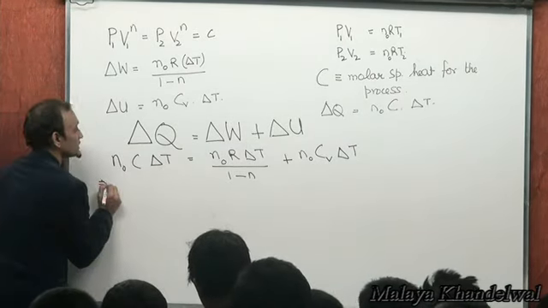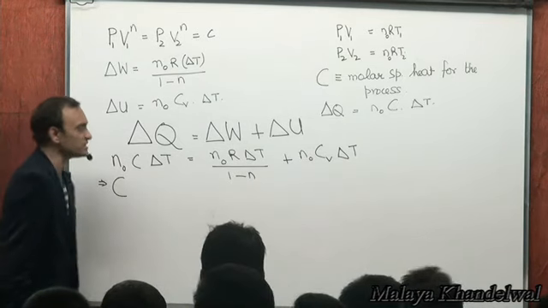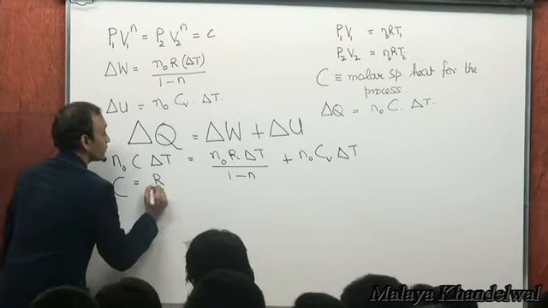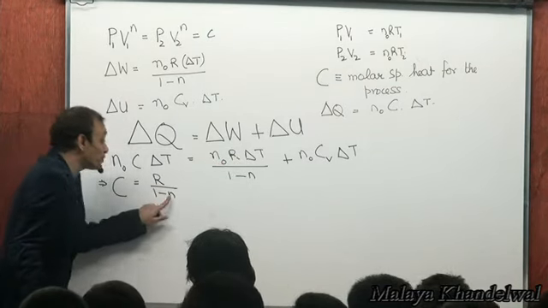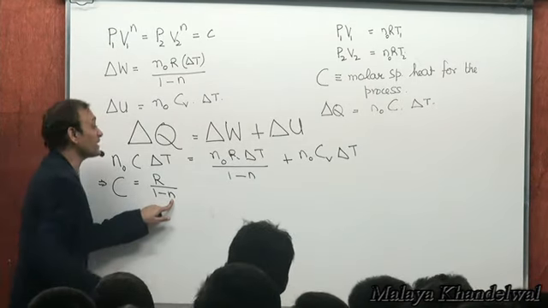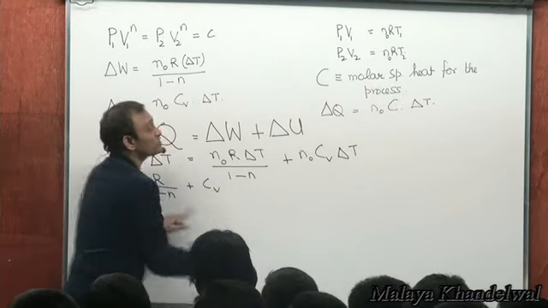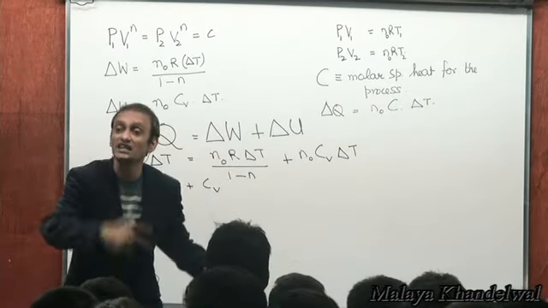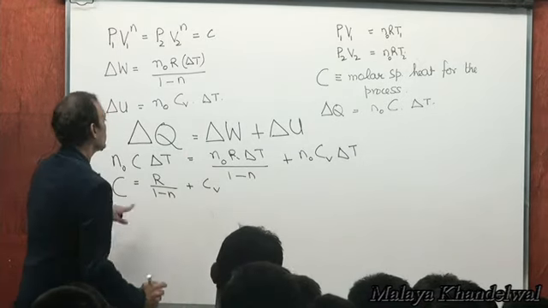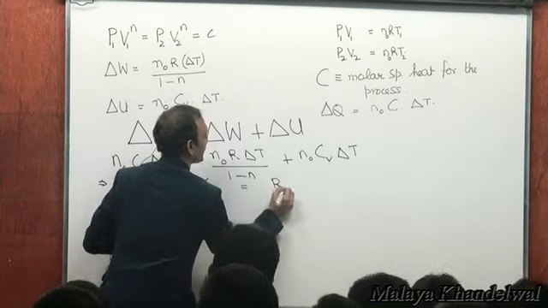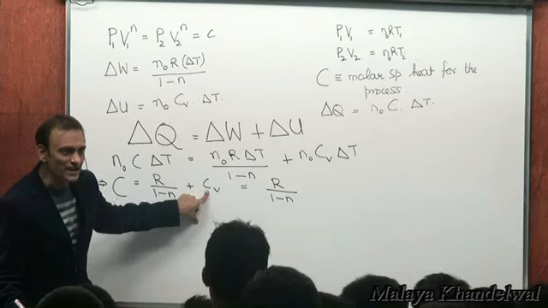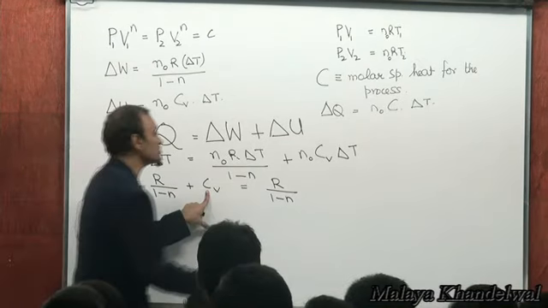So that gives us C, the molar specific heat for the process, as R by 1 minus n, which is a process dependent entity. n is a property of the process, the polytropic exponent, plus CV, which is a property of the gas, a property of the substance involved in the process, right? So this could also be written as R by 1 minus n plus CV, and CV is R by gamma minus 1.